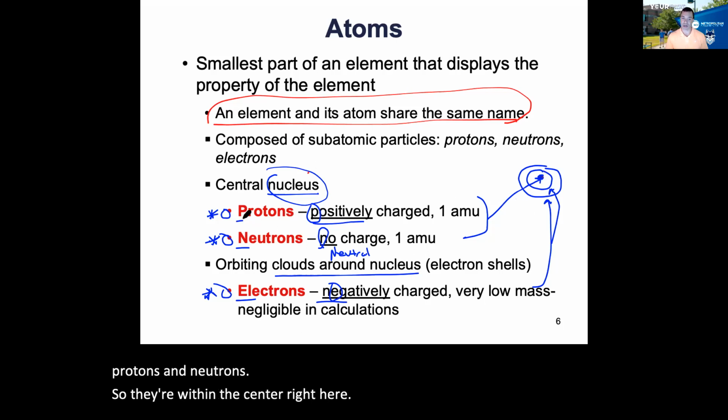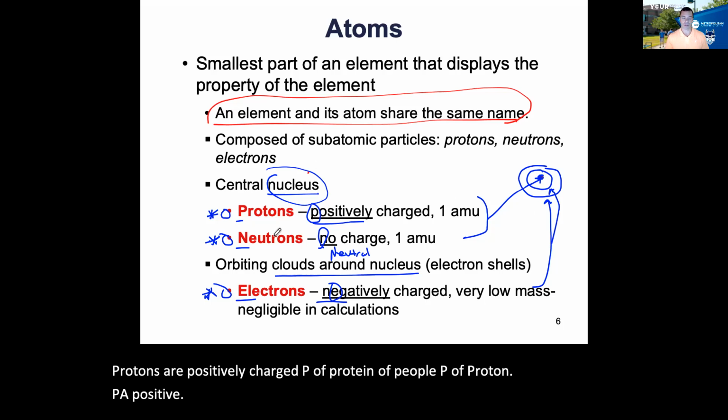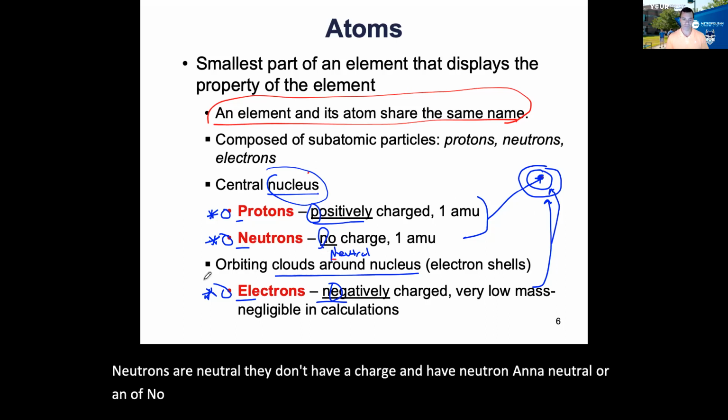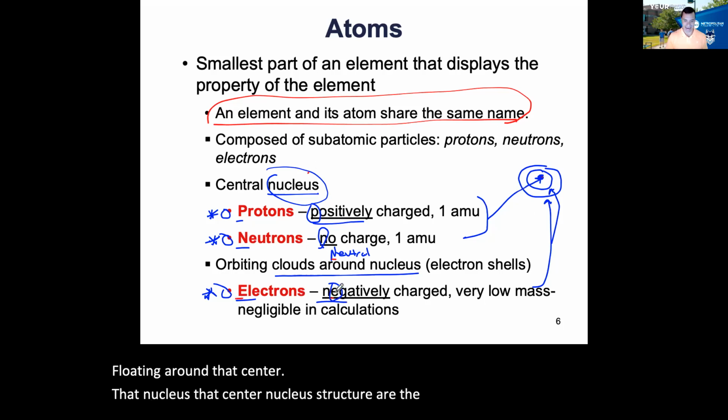Protons are positively charged. P of proton, P of positive. Okay. Neutrons are neutral. They don't have a charge. N of neutron, N of neutral, or N of no charge. Floating around that center, that nucleus-like structure, are the electrons. Electrons are negative.